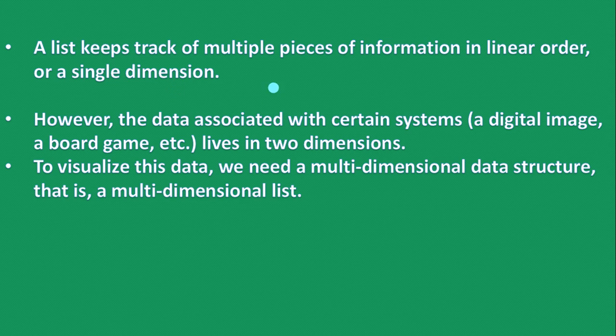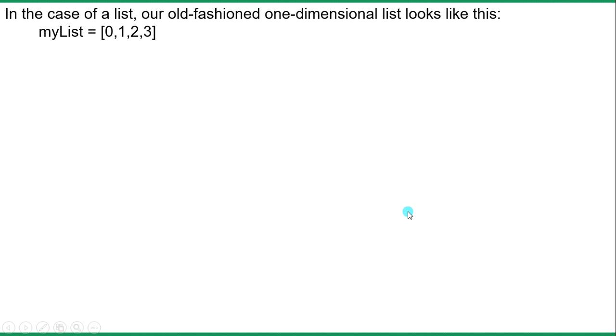However, the data associated with certain systems, like an image, a board game, the chess board game, or some other board games, will mostly be two dimensional, right? To visualize this data, we need a multi-dimensional data structure. A single dimensional data structure is not sufficient. So we need a multi-dimensional data structure for certain systems. That's why we need a multi-dimensional list.